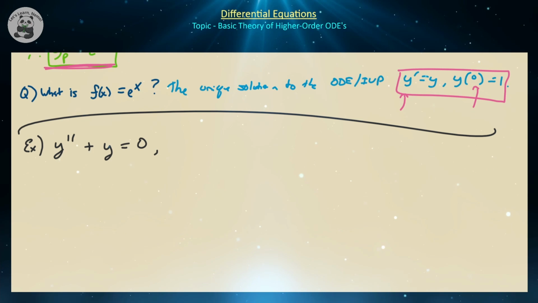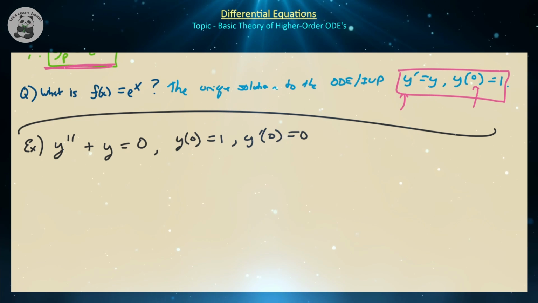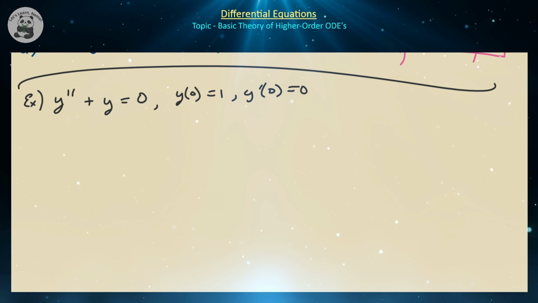So second order constant coefficient. Let's consider these two initial conditions. y of 0 is equal to 1 and y prime of 0 is equal to 0. You might be able to eyeball the solution to this, but let's pretend that you do not. So obviously, a linear combination of exponentials would be a good guess.